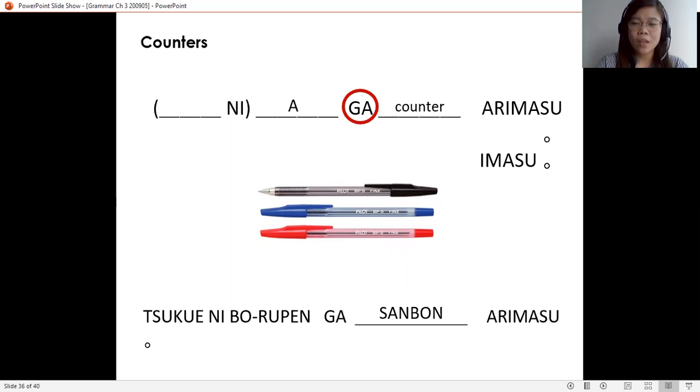Please remember, of course, to use imasu when you're talking about people. Let's say you want to say there are 3 students in the classroom. Classroom, kyoshitsu. Kyoshitsu ni gakusei ga 3人 imasu. Just as an example of using imasu.